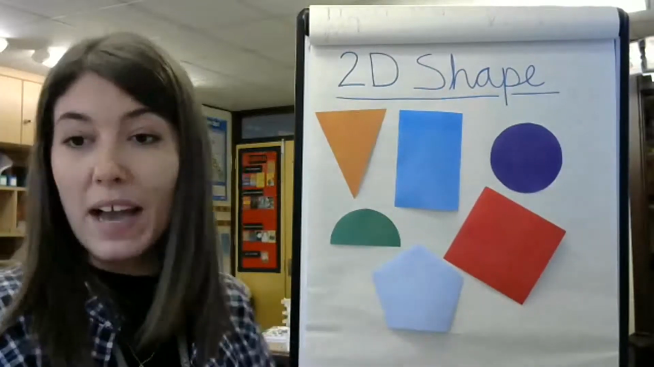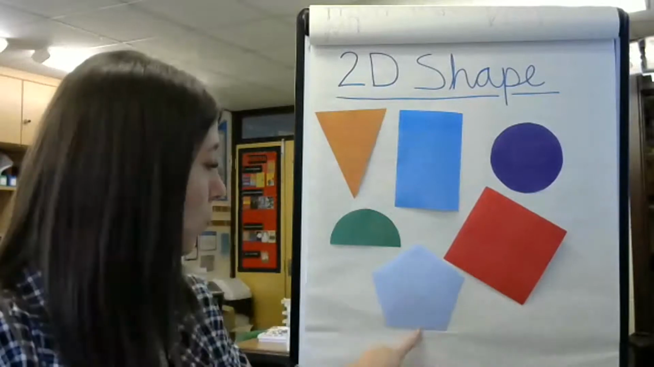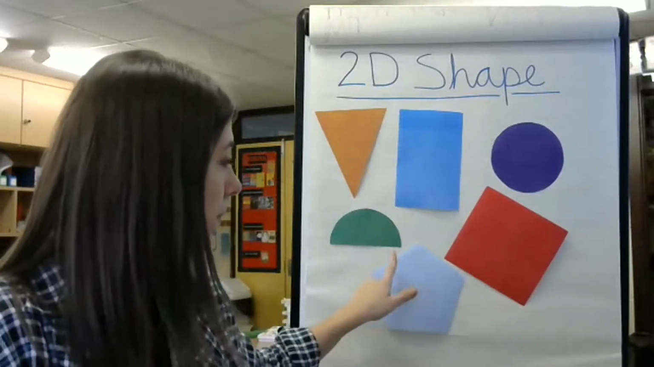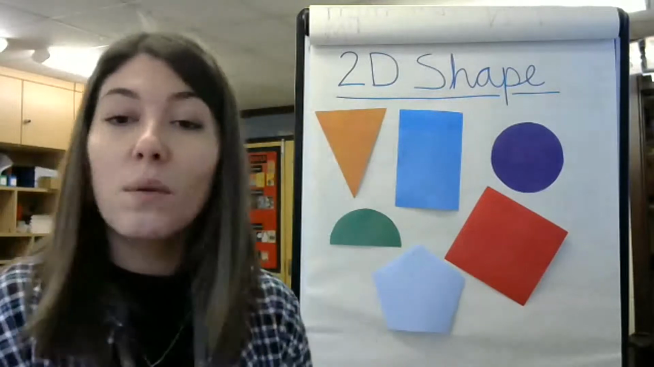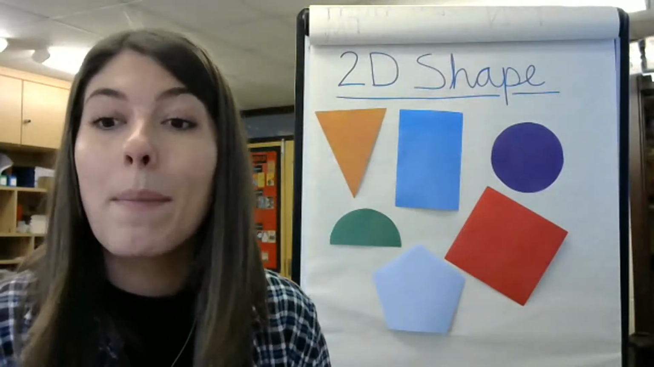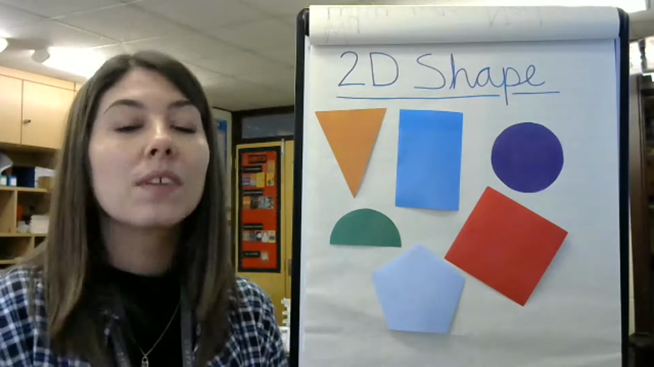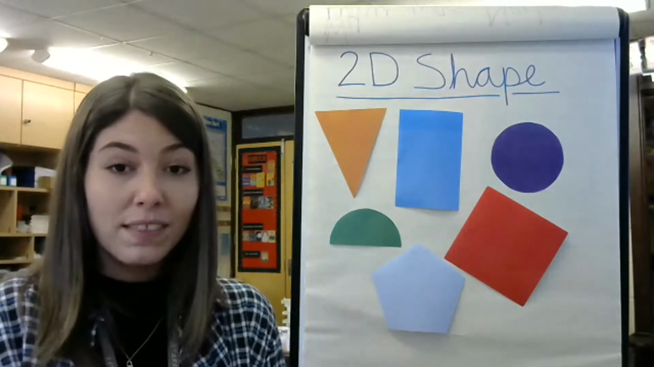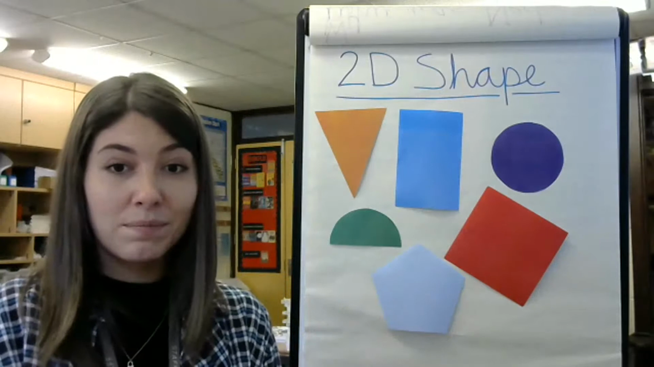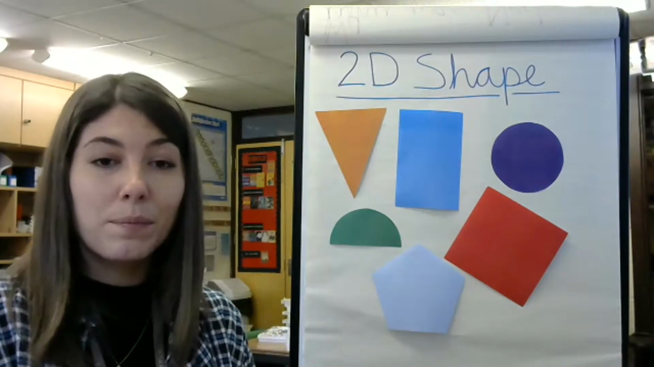We could still count, however, how many sides it has. 1, 2, 3, 4, 5. I know that it's a 5-sided shape. I will tell you, in fact, it is called a pentagon. Now, these are my shapes on the board. They all have sides. That's the thing that's the same about them.